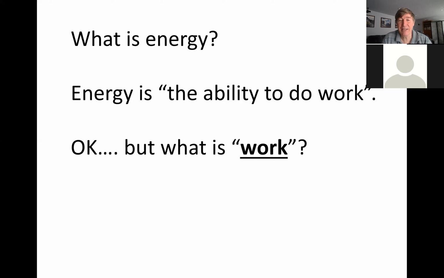Let me read it. For those of you who are watching this not live but the recording, you unfortunately don't get to see the comments. So let me read word for word what John just wrote. He's saying, work in physics, measure of energy transfer that occurs when an object is moved over a distance by an external force, at least part of which is applied in the direction of displacement.